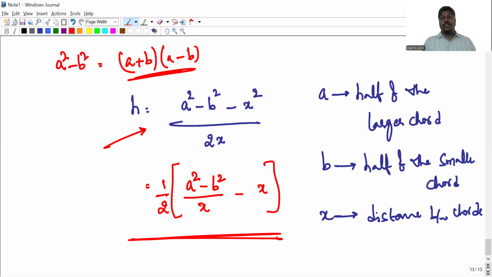h is nothing but the distance between the center and the greater chord. So if you find h, then r is equal to the square root of h square plus a square, and you will get the radius. Once you find the value of h, you also get the radius easily. This is when the chords are on the same side.